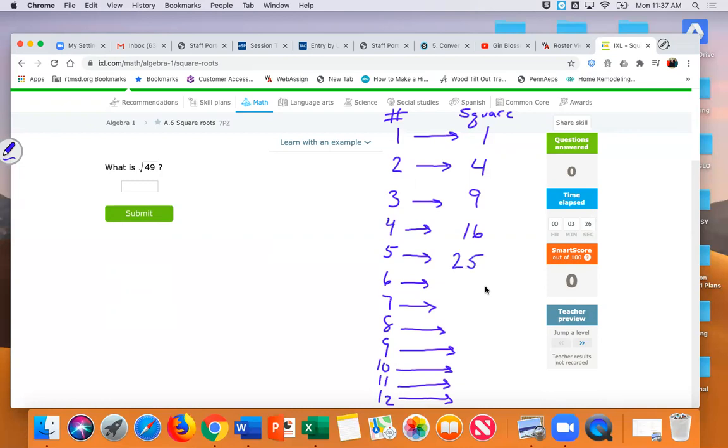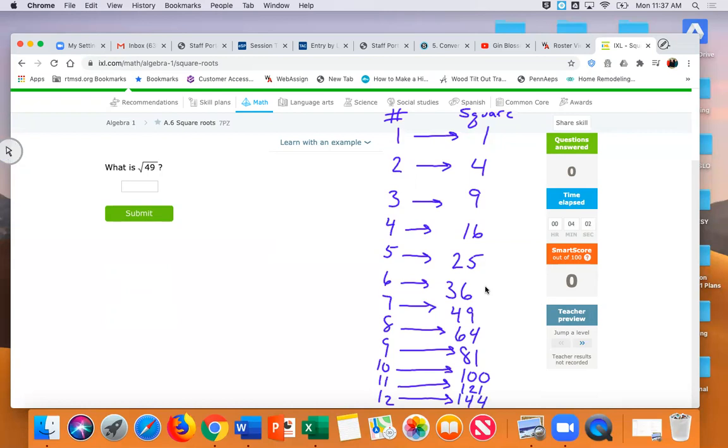36. 7 times 7? 49. 8 times 8? 64. 9 times 9? 81. 10 times 10? 100. 11 times 11 is 121, and 12 times 12 is 144.